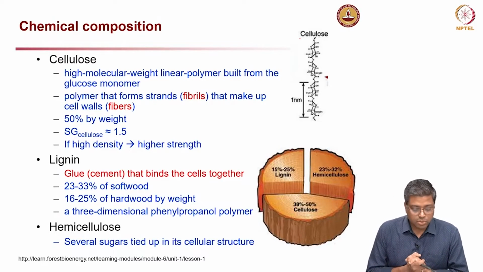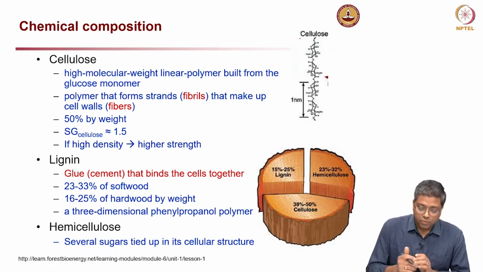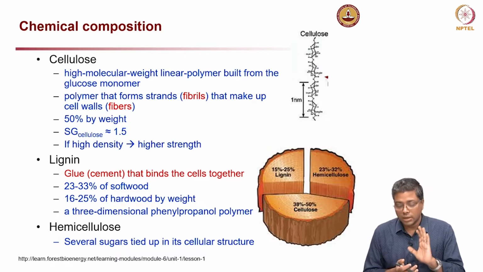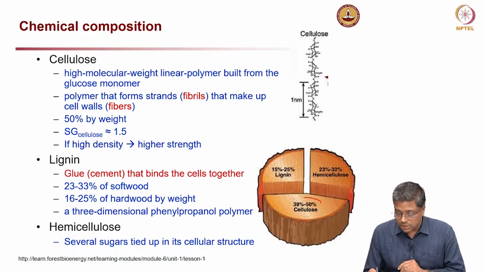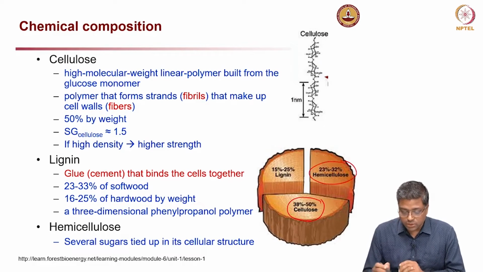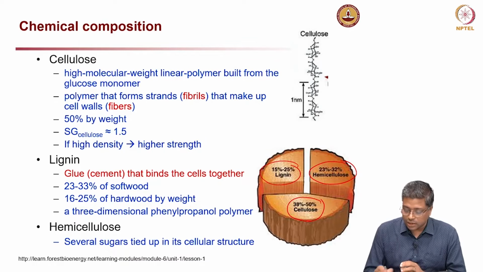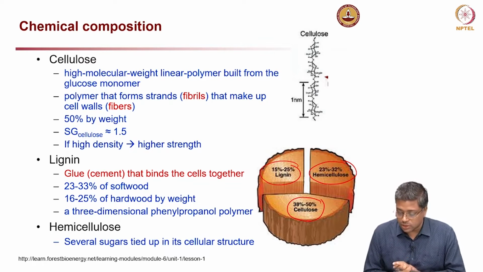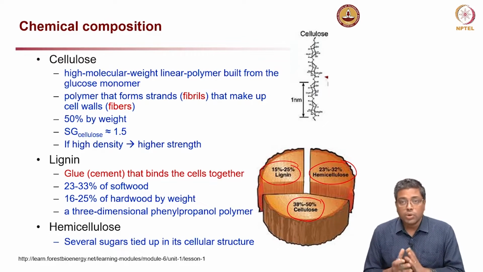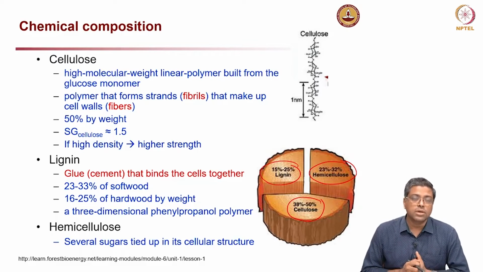Now, chemical composition. What is the chemical composition? In general, for wood, you can look at the graph on the bottom right. There are three key components. One is cellulose, which constitutes about 40 to 50%, and then you have hemicellulose, and then you have lignin. So, the composition you can see, cellulose is the major component, and then you have about 20 to 30% hemicellulose, and then 15 to 25% lignin.